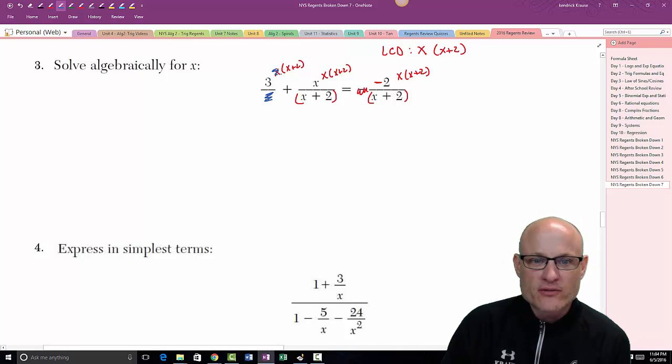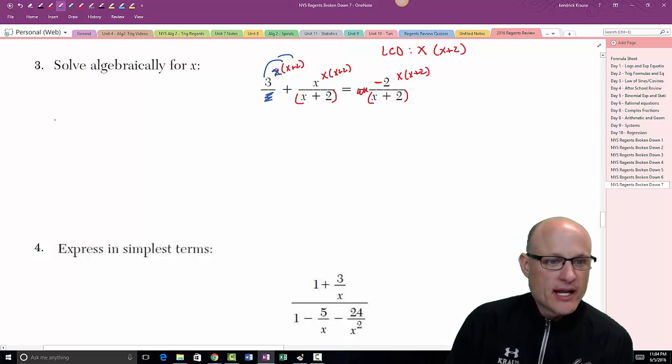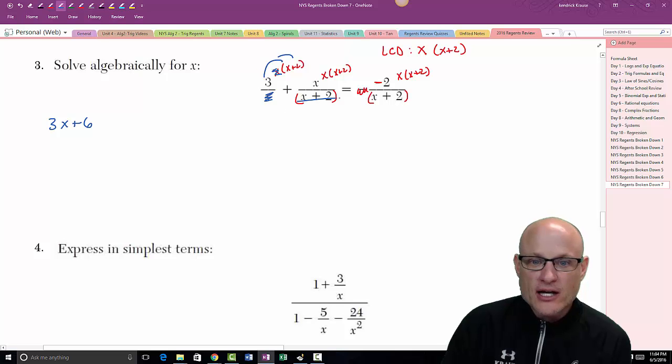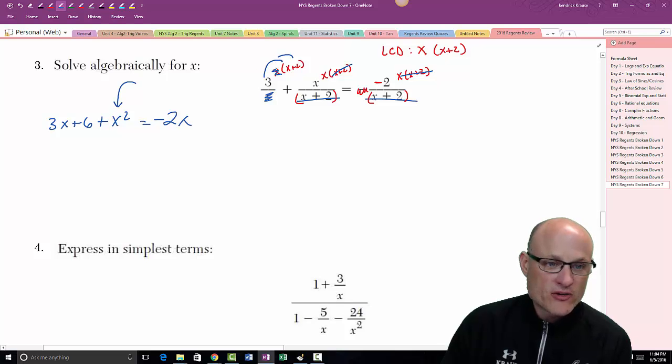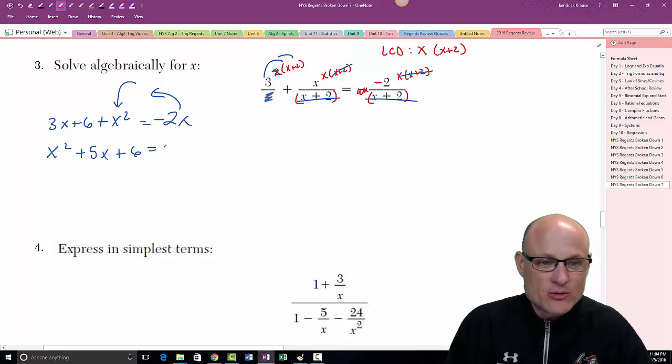This cancels with this. I distribute the 3, and I get 3x plus 6. Be careful. The x plus 2's cancel. I'm left with plus x squared equals minus 2x. My x squared is positive here, so I'm going to move this over. So I end up with x squared plus 5x plus 6 equals 0.